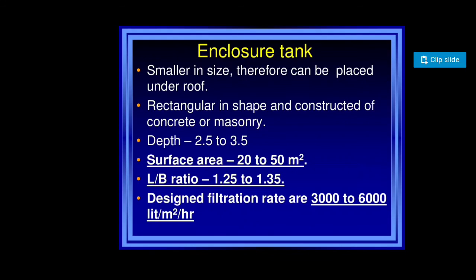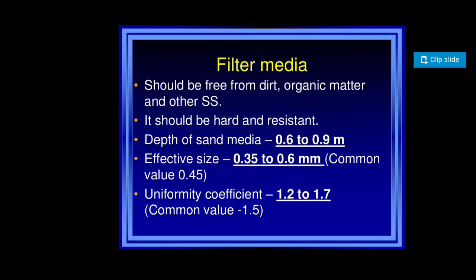The design filtration rate is higher in the rapid sand filter because of the larger diameter of the sand particles, quite high, between 3000 to 6000 liters per meter square per hour. The depth of sand media is almost similar, between 0.6 to 0.9 meters. It should be hard, resistant, and free from dirt, organic matter, and other suspended solids. Effective size increases to 0.35 to 0.6 mm, with a common value of 0.45. The coefficient of uniformity is between 1.2 to 1.7, with a common value of 1.5.